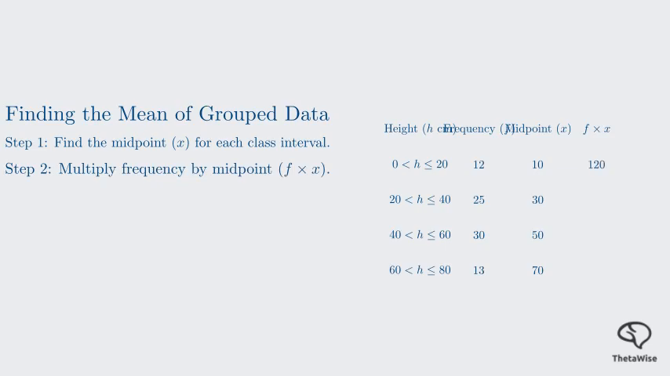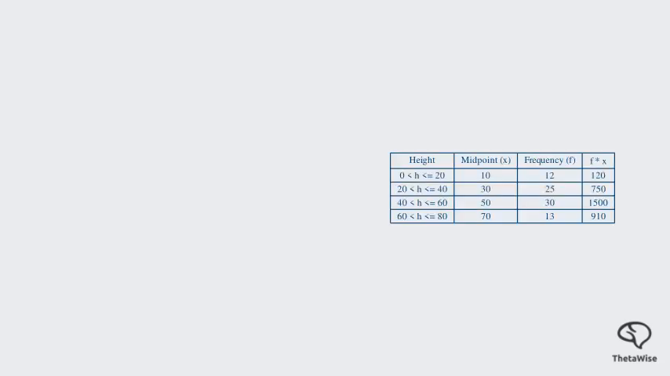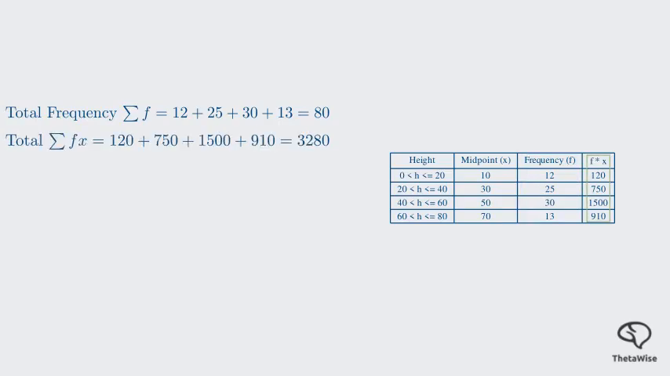12 times 10 is 120. 25 times 30 is 750. 30 times 50 is 1,500. And 13 times 70 is 910. Now that we have our products, we need the totals to find the mean. First, let's sum the frequency column to find the total number of plants. The total frequency is 80. Next, we sum the f times x column to get the total approximate height of all 80 plants combined. The total f times x is 3,280.